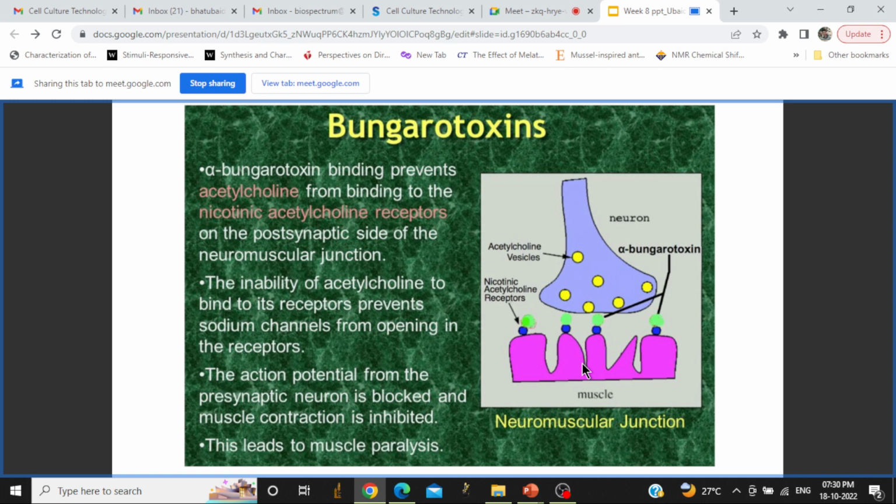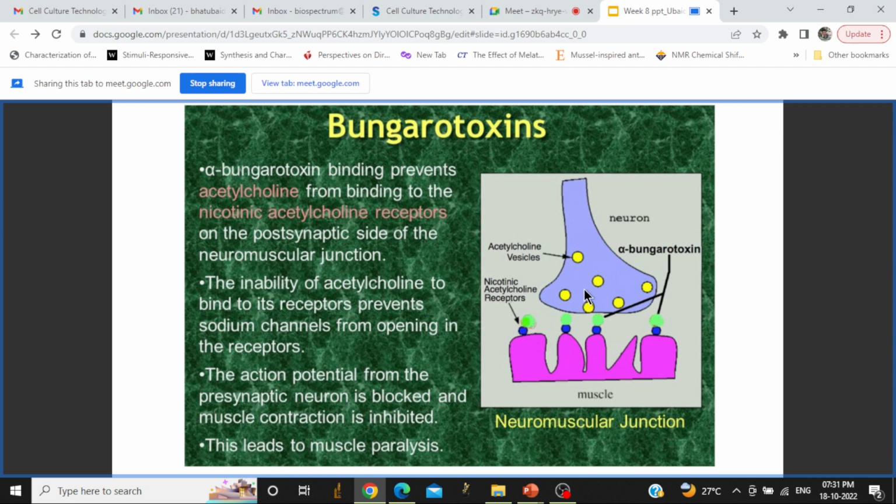Alpha bungarotoxin binds to the receptor where acetylcholine actually binds, and it prevents the transmission of signal from the neuron to the muscle, which leads to muscle paralysis. It binds to the nicotinic acetylcholine receptor and prevents acetylcholine from binding to this receptor. As you know, this receptor is present on the postsynaptic side of the neuromuscular junction, and the function of the neurotransmitter was to attach to this receptor so that the action potential is generated in the muscle.